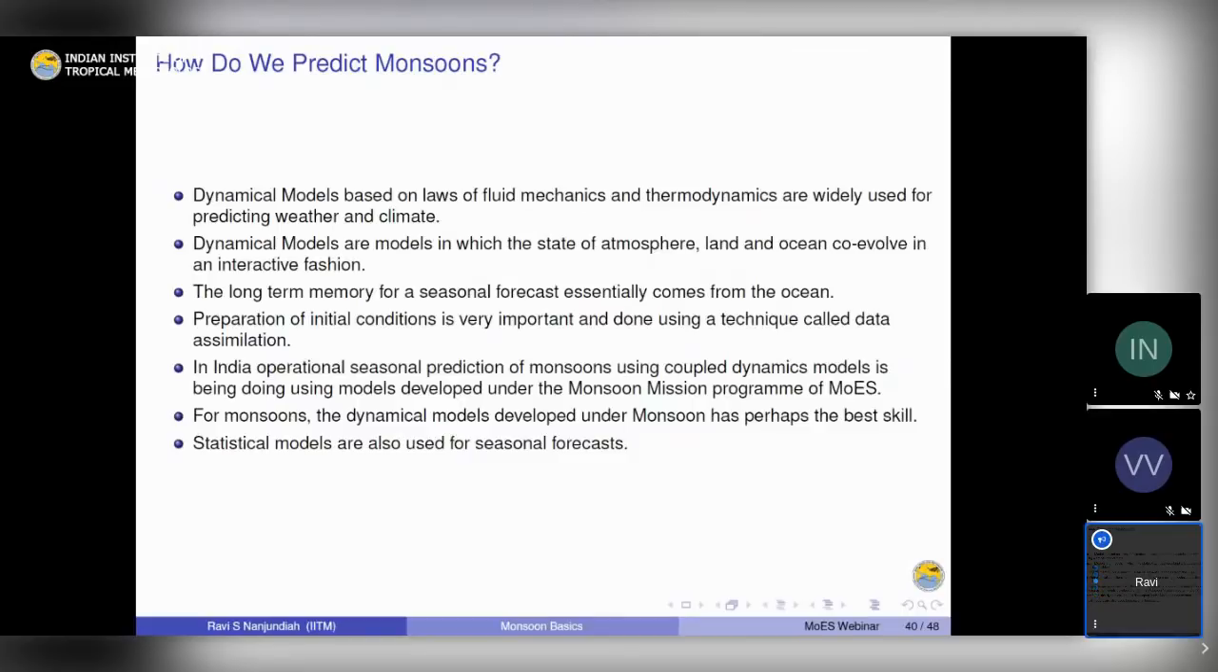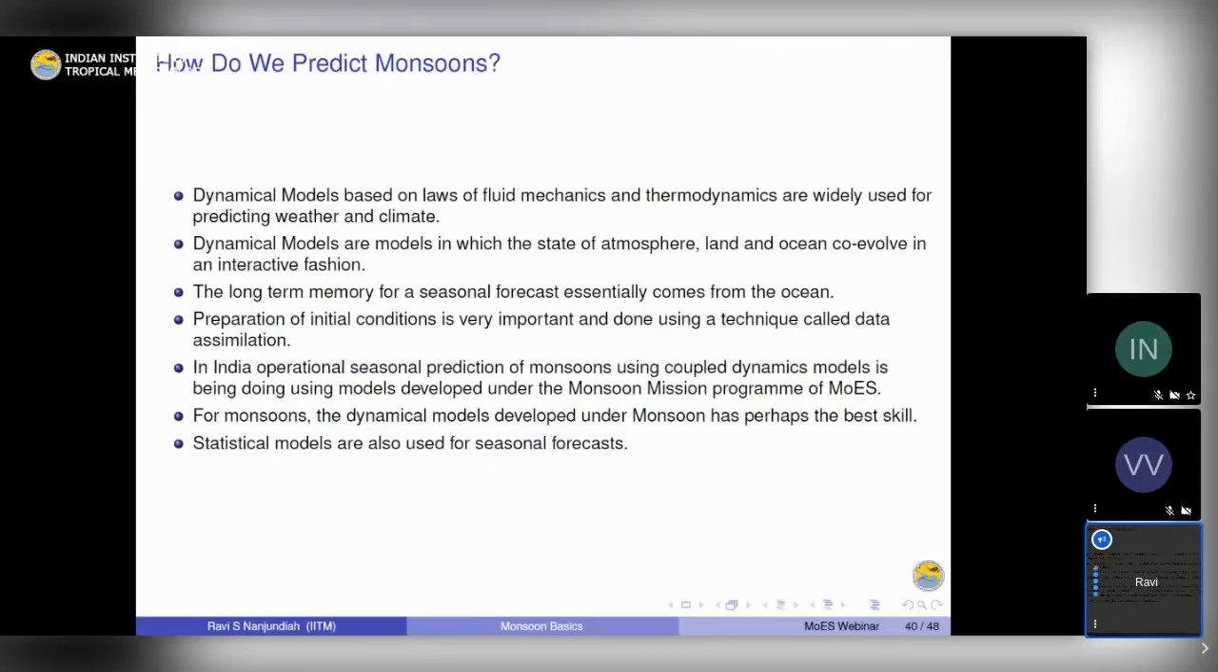One way of doing it is the dynamical models, which are based on laws of fluid mechanics and thermodynamics, and are widely used these days for predicting weather and climate. Dynamical models have submodels of the atmosphere, land, and ocean, which interactively co-evolve. We write these equations for the atmosphere and the ocean, which have fluid mechanics and thermodynamics, and land, which is essentially more about thermodynamics, and they interact with each other.